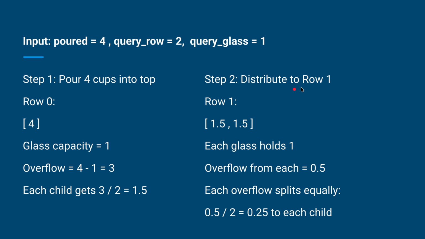Similarly, if we distribute row 1, we have 1.5, 1.5, and each glass will hold 1. So the overflow from each will be 0.5, because this glass holds 1, and each overflow is split equally: 0.5 divided by 2 is going to be 0.25 for each child.